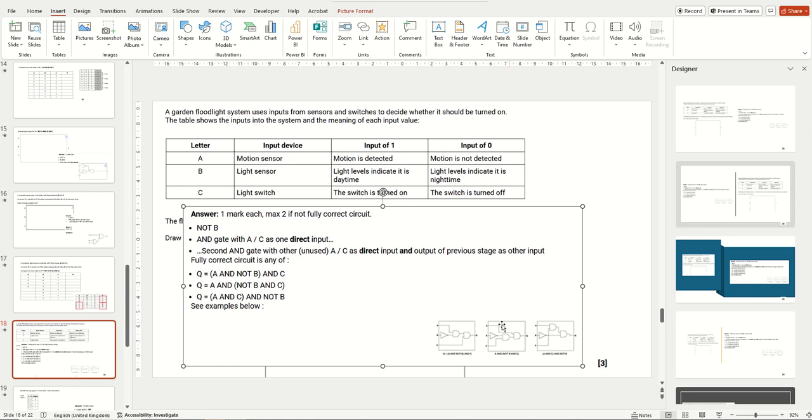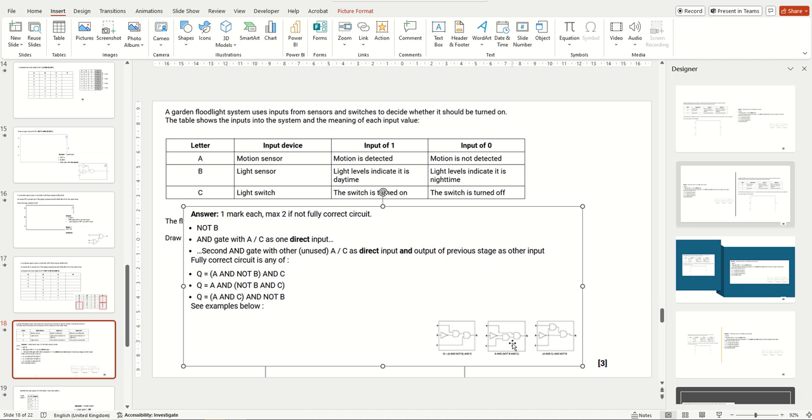So B was the light sensor. If the light sensor is on, the NOT gate reverses that to a 0 and sends the 0 into an AND gate, so there's no way anything's coming out of that, which then would send a 0 into this AND gate, which means that you're going to result in a 0, which is good because you don't want this to actually work when it's daytime.